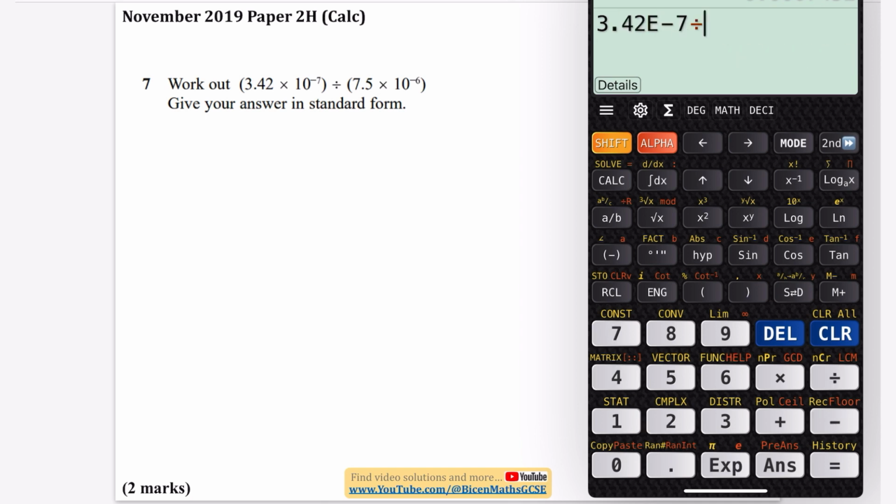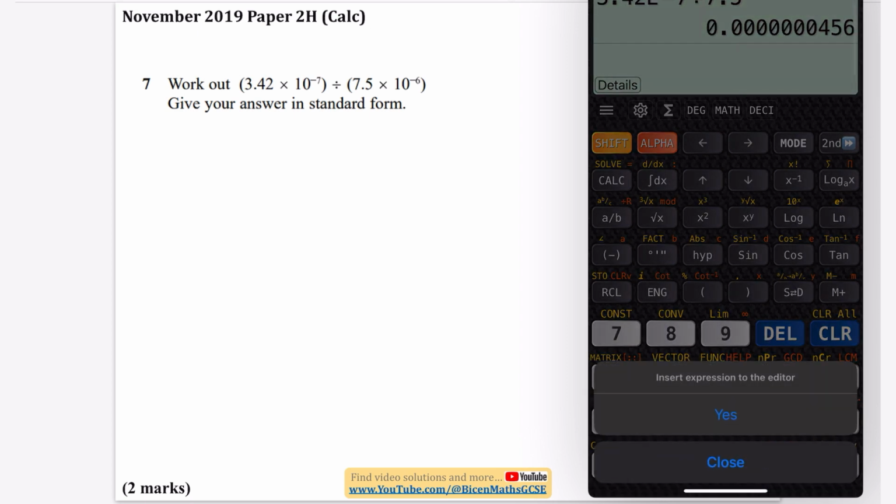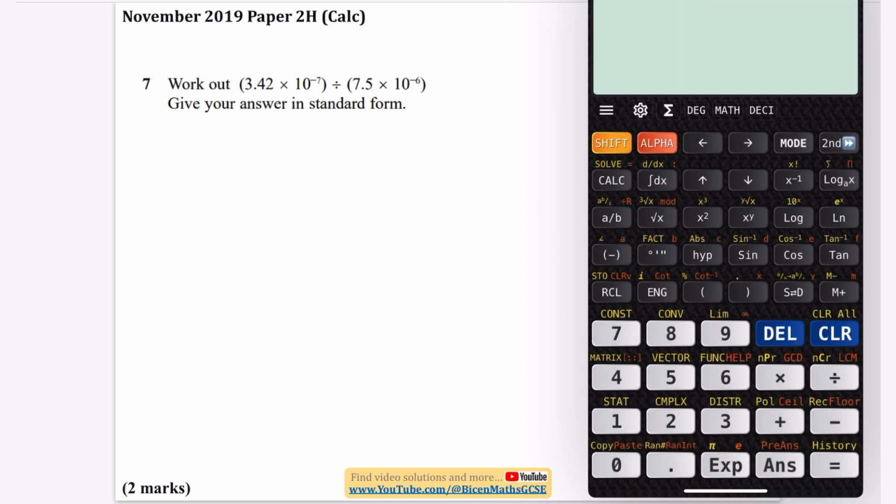And I'm going to do that divided by 7.5, EXP. Let's go back here to the calculation. Let's clear it. So we're going to do 3.42 EXP minus 7 divided by 7.5 EXP minus 6. And we get the answer 0.0456, but we want that in standard form.